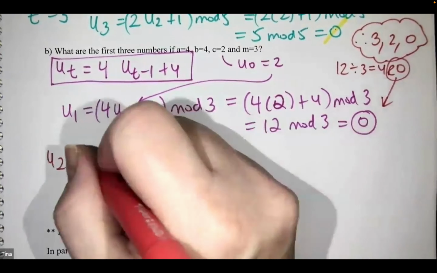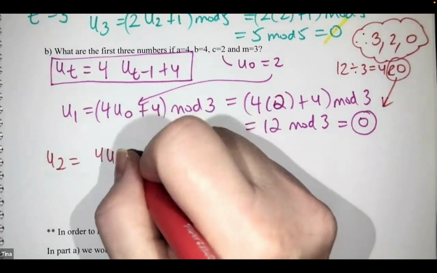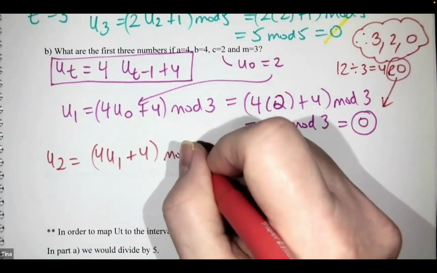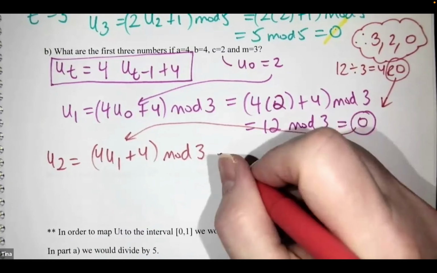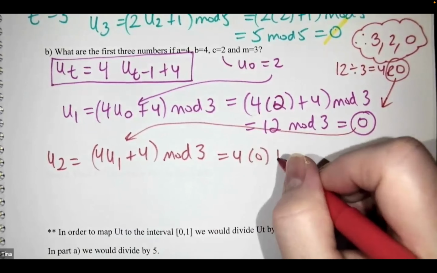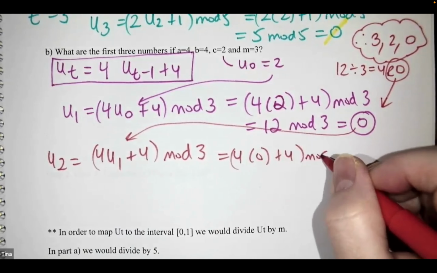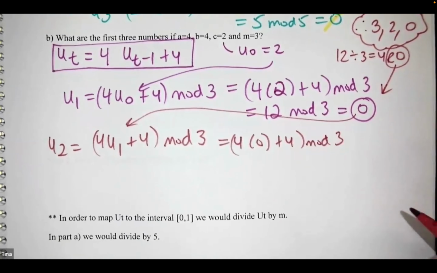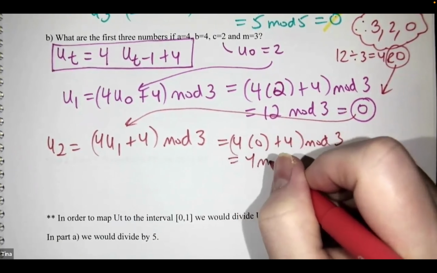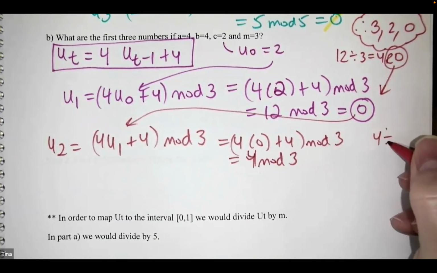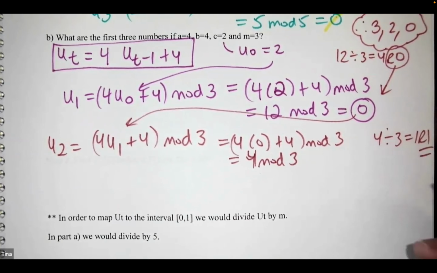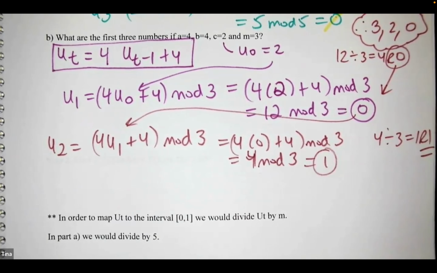So U2 is 4 times U1 plus 4 mod M, mod 3. So if I put 0 in here, I get 4 times 0 plus 4 mod 3. So that's going to be 4 mod 3. So 4 divided by 3 is 1, remainder 1. So the remainder is 1.